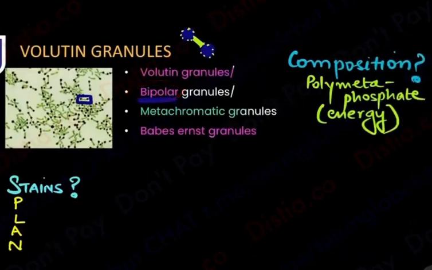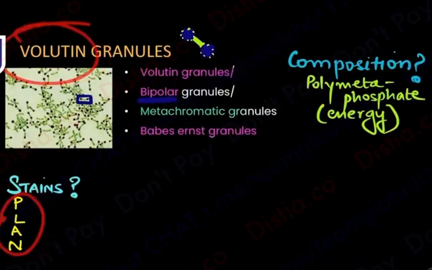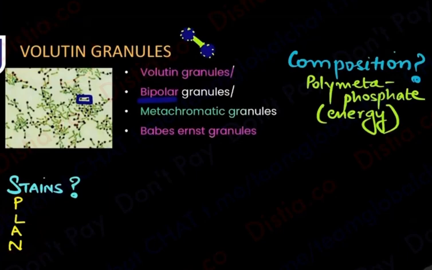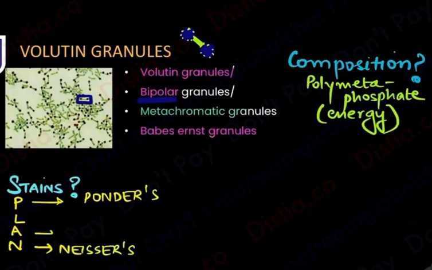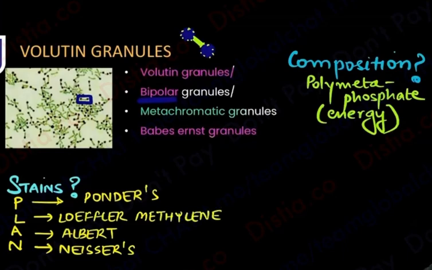So now what is this stain? First let me tell you the stains, guys. What is your plan for volutin? What is your plan for Valentine? Okay. What is your plan for Valentine? So my plan for Valentine, very sad plan that we are making microbiology plans for Valentine. But please remember there is something known as the Ponder stain. There is N for Neisser stain. There is A for Albert stain. And there is L for Loeffler methylene blue. Right? So everyone first learn what are all the stains that you have for volutin granules.